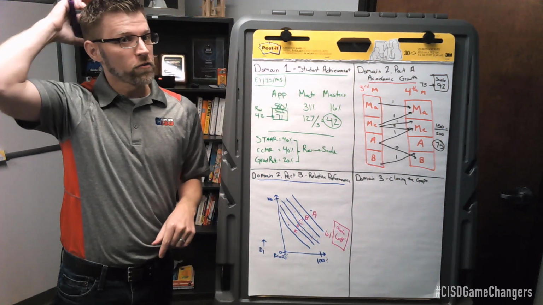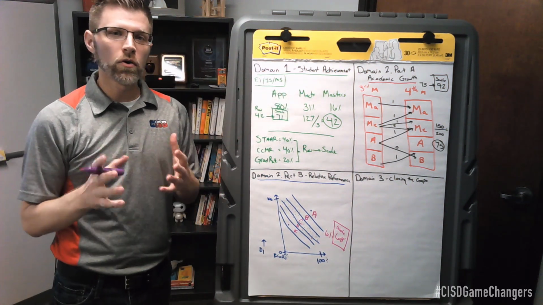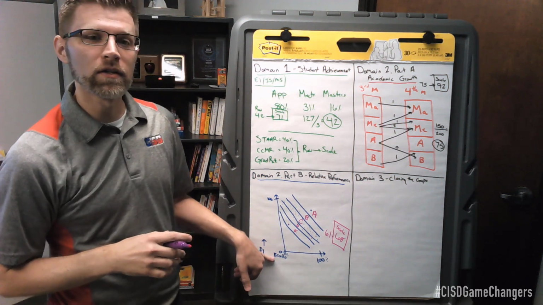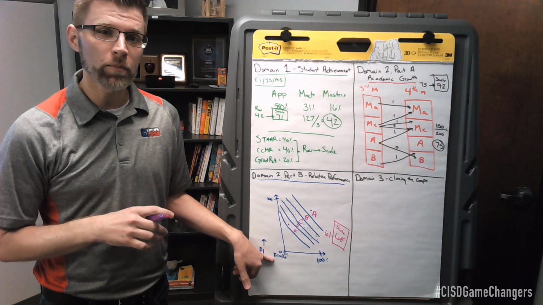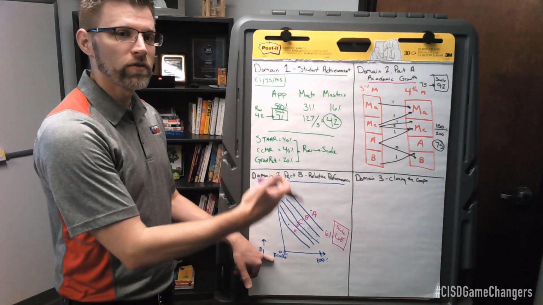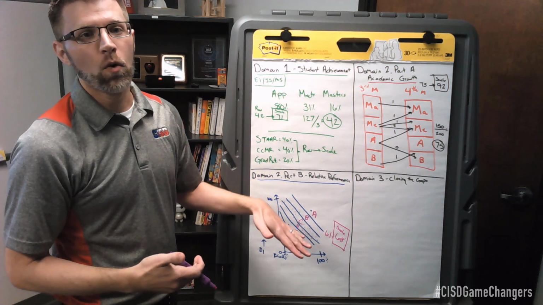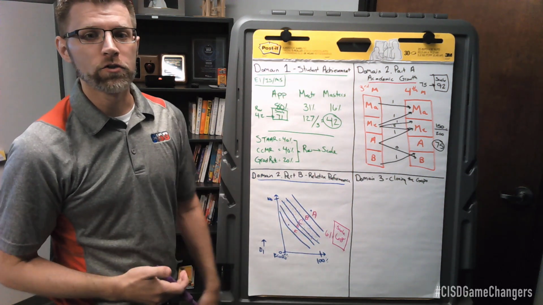And again, with relative performance, the easiest thing to do is go to the accountability manual, find the lookup table, identify your economically disadvantaged percentage for your campus, and it will give you the cut points that you need to hit for domain 1 in order to be an A, B, C, or D. So that way you know what target you're aiming for.